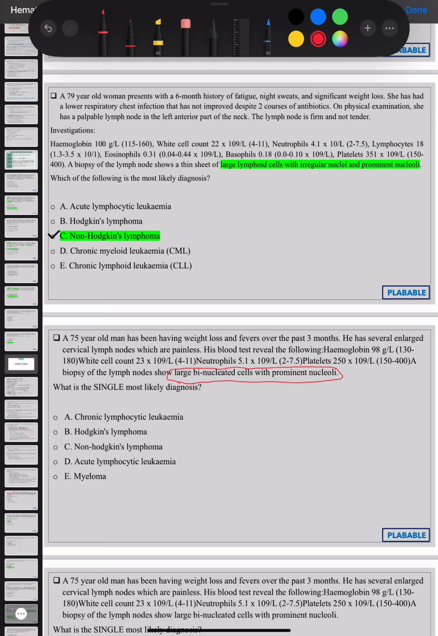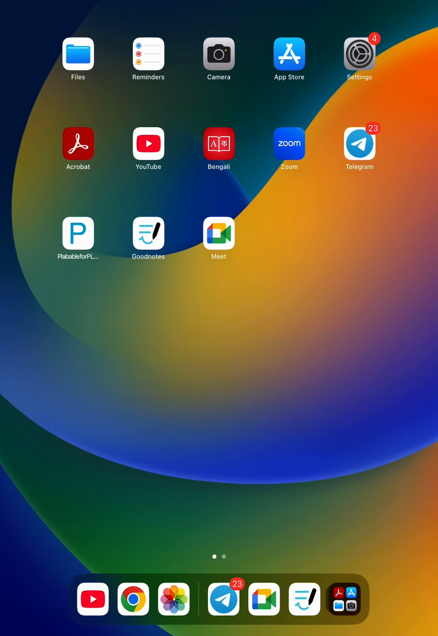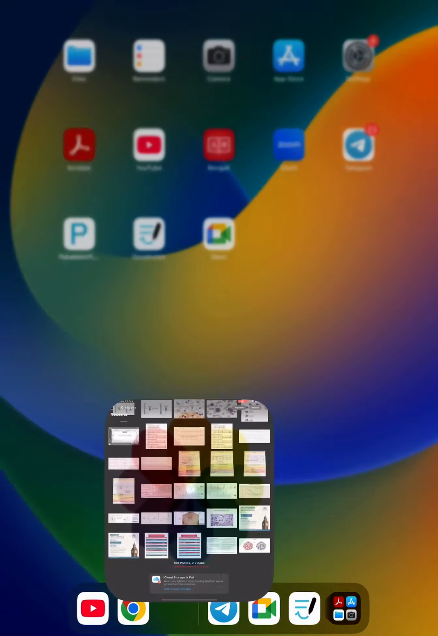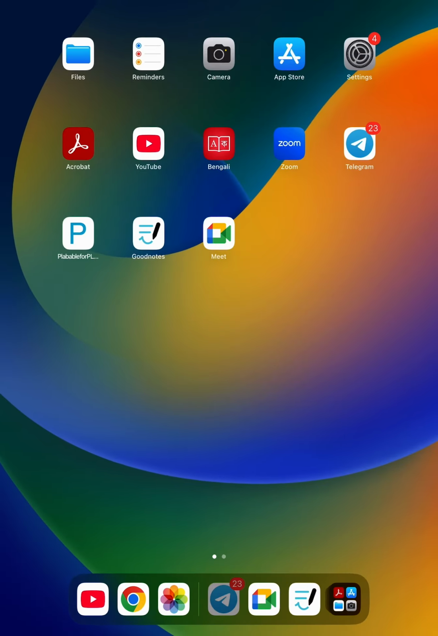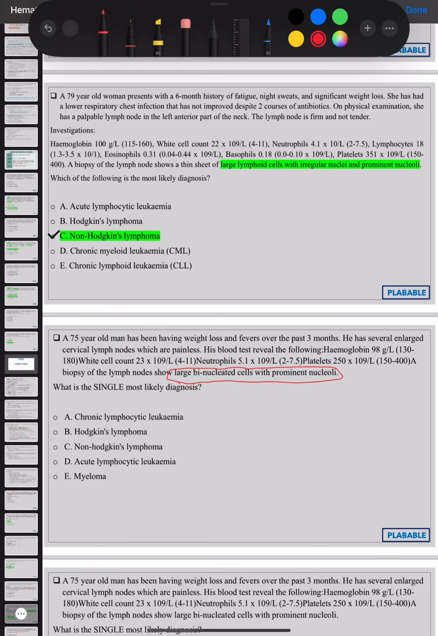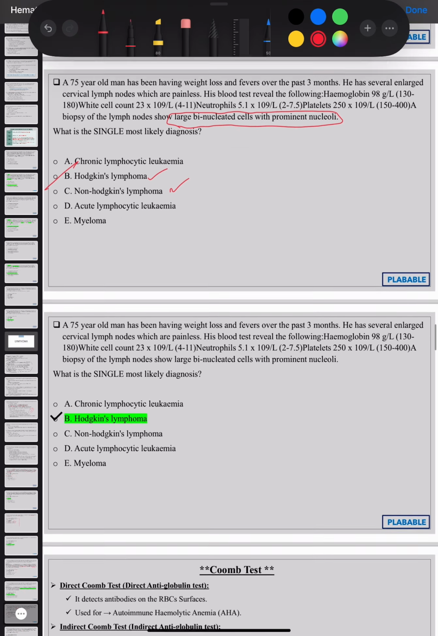So, large binucleated cell with prominent nucleoli. Can you remember this picture? Yes, this one. This is the cell they are talking about. So this is the Reed-Sternberg cell, and the Reed-Sternberg cell is Hodgkin lymphoma. They have put the options non-Hodgkin lymphoma, Hodgkin lymphoma, both of them. So by this last line, you have to diagnose that you are just dealing with Hodgkin lymphoma.